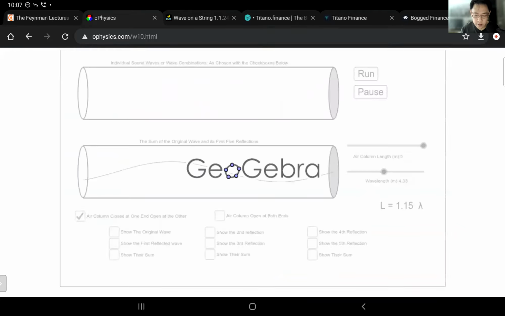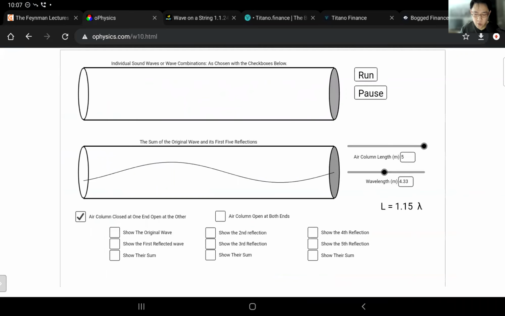Let it reload a little bit. Okay, here we go. Oh, it disappeared again. All right. Okay. All right.